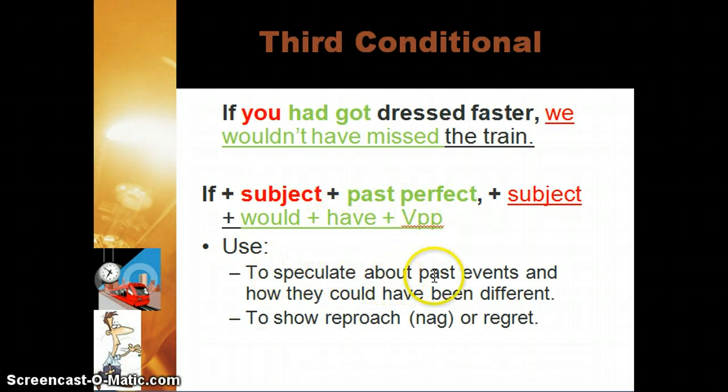And we use this to speculate about past events and how they could have been different. We also use it to show reproach or nag, and also to express regret. So here, for example, this is a reproach because if the man had got dressed faster, he wouldn't have missed the train.